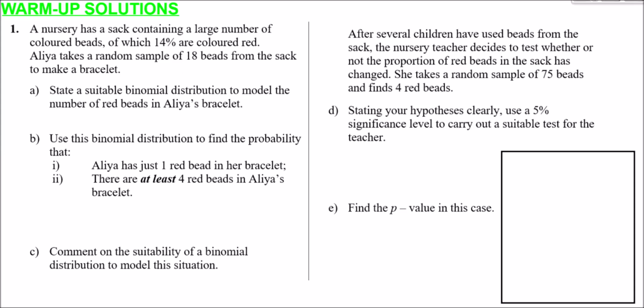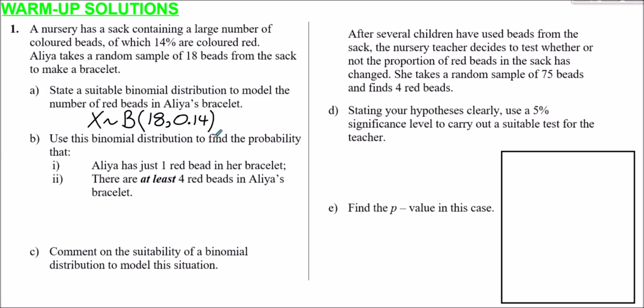So we can let X be the distribution, and what I'd suggest we do first of all is let's just call X B for binomial. The first parameter is a number of trials, so if she's taking 18 beads, that's going to be 18 beads. The second parameter is P for probability of the event happening. So 14% are coloured red. There's going to be a 0.14 chance of picking a red bead.